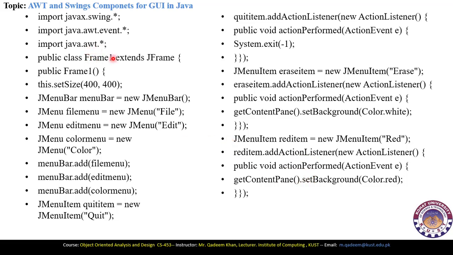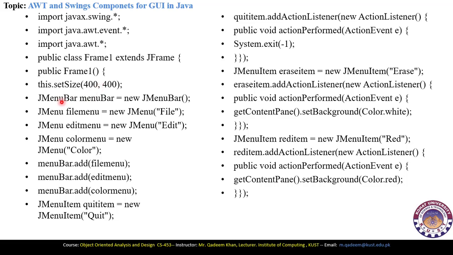And AWT.static defines the JFrames here. So Abstract Windowing Toolkit defines the frames. Then we have declared our own class Frame1 that extends JFrame. It is inherited from the JFrame. Here is the public Frame1, and this.setSize(400, 400) defines the size of the window.